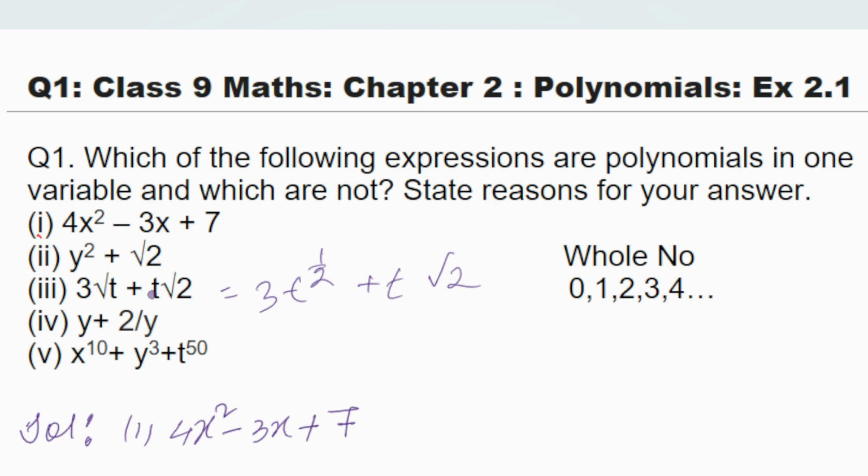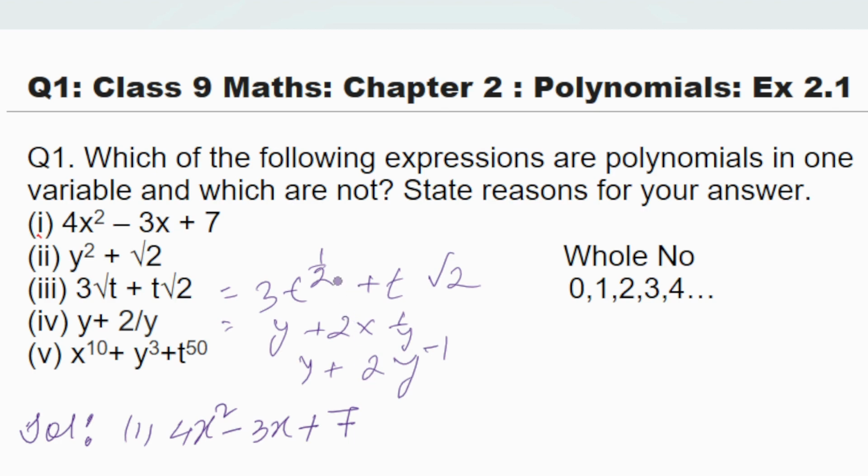Okay guys, and again this one: y plus 2 by y. I can write 2 by y as 2 y to the power minus 1. So the power of y in this case is minus 1, which is not a whole number. Minus 1 is not a whole number. Whole numbers are the set of these numbers. So this is again not a polynomial.